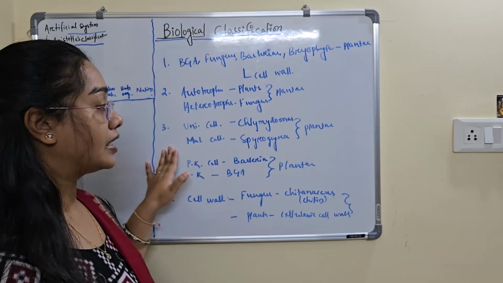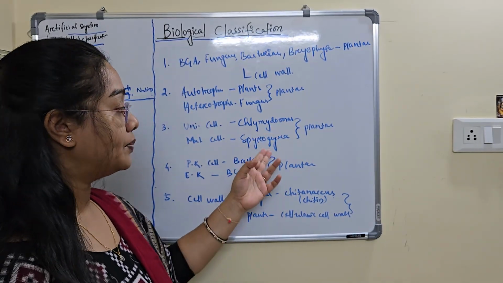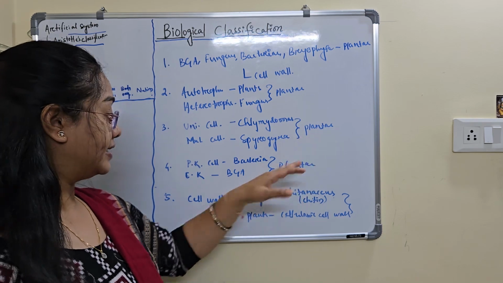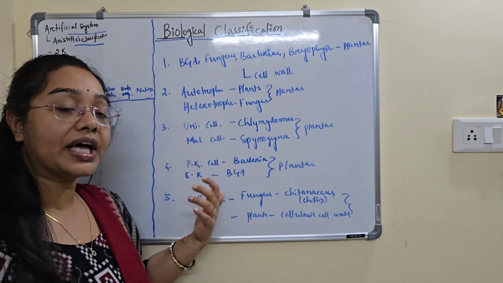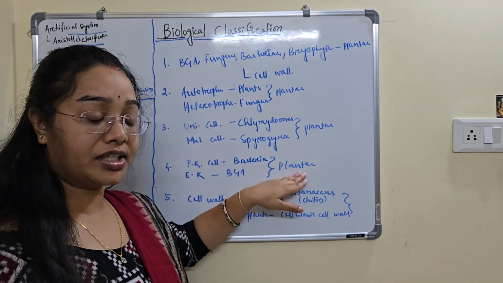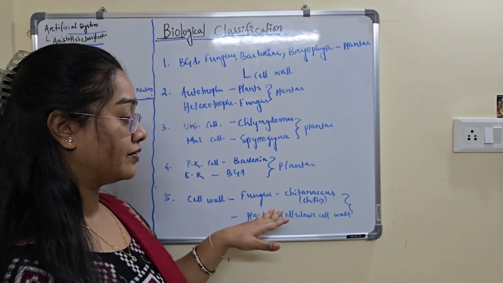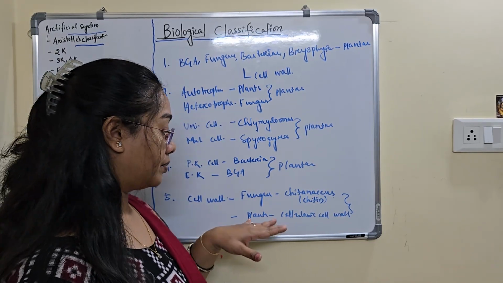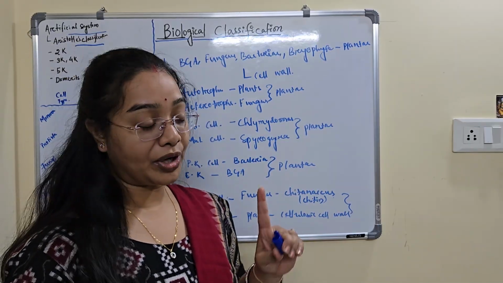Also the unicellular and multicellular, although Chlamydomonas and Spirogyra are algae, he put them under the kingdom Plantae. Also the prokaryotic cell, that is the bacteria, and the eukaryotic blue-green algae, who have very different characteristics, are put under the kingdom Plantae. Similar for the fungus and plant. Although fungus have a chitinous cell wall and the plants have a cellulosic cell wall, they all have been put together in one kingdom only.